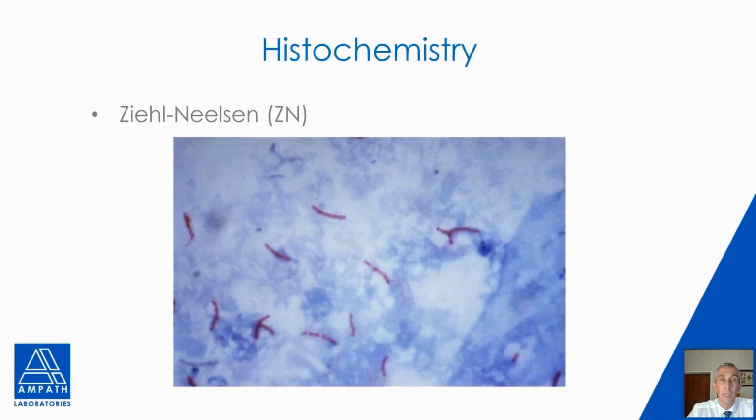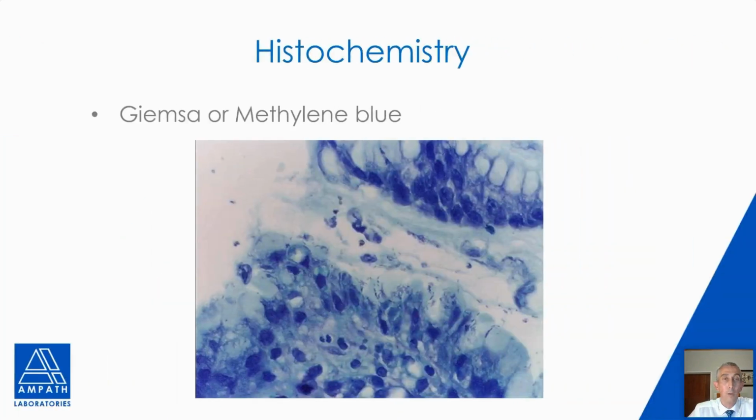Finally, just to mention two additional special stains, we have the ZN stain to identify mycobacteria. These are beaded acid and alcohol fast bacilli in case of tuberculosis. And then we have a Giemsa stain or methylene blue stain, which one uses to identify Helicobacter pylori organisms on the surface of the gastric mucosa in a case of gastritis. I think if one looks quite carefully, one can see the small organisms that stand out there on the surface.